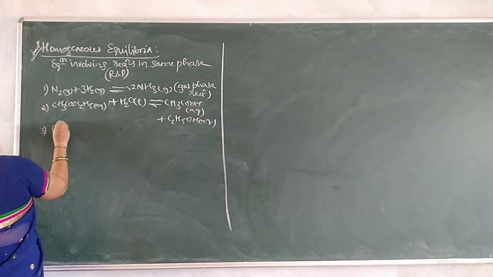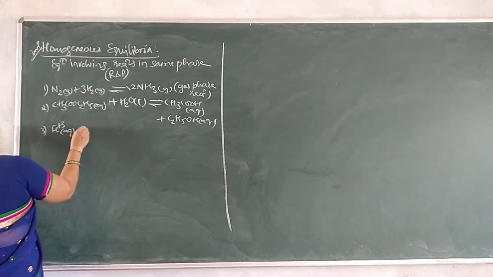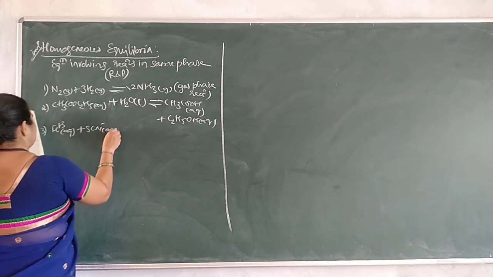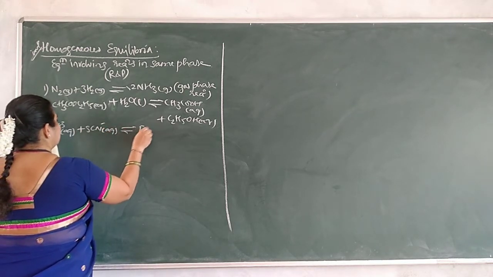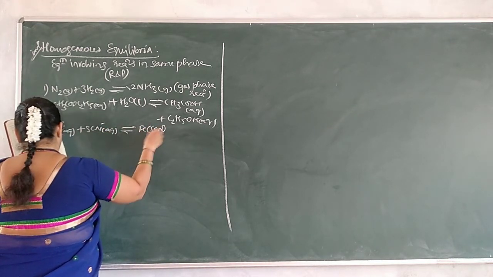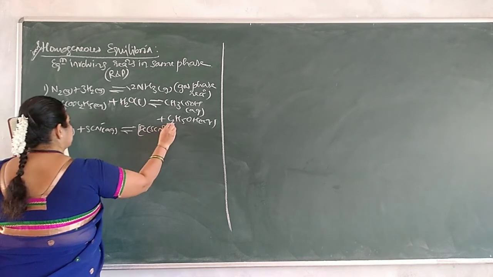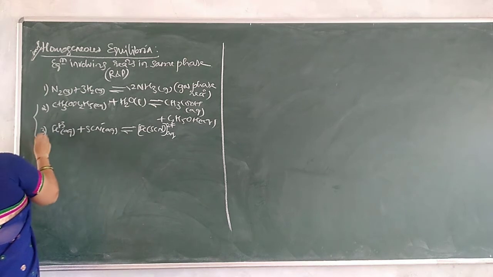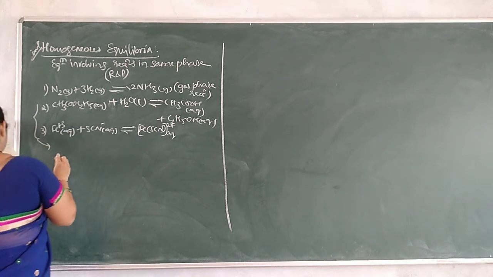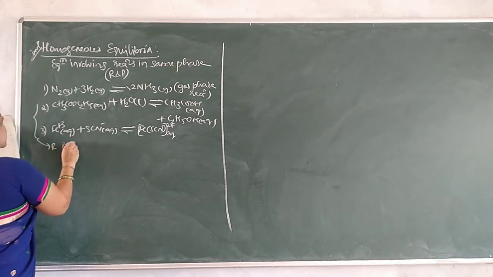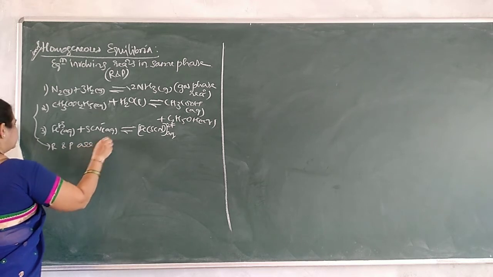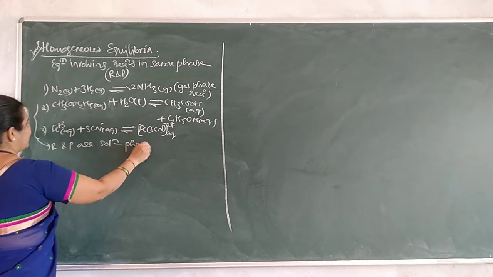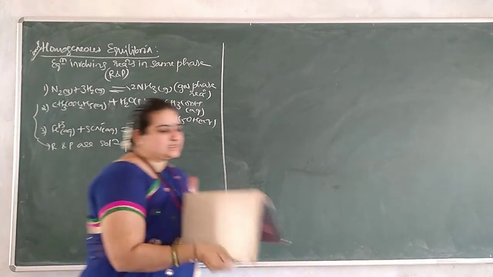The third example is Fe3+ aqueous plus SCN- aqueous giving FeSCN2+ aqueous. So these are the second and third examples, where reactants and products are in the solution phase. Aqueous means the dissolved phase, or it is called the solution phase.